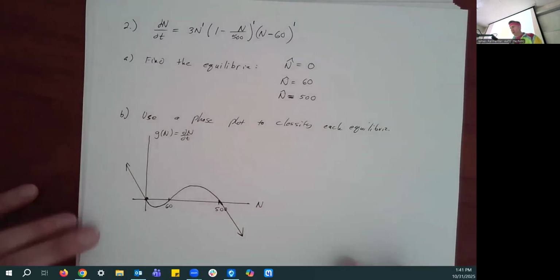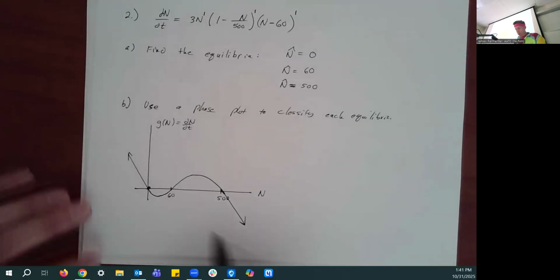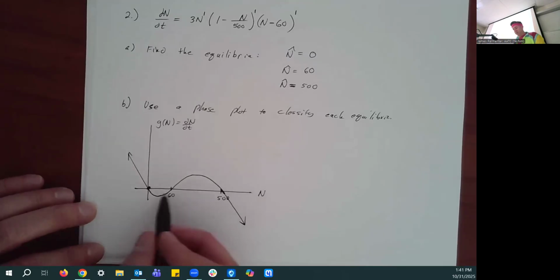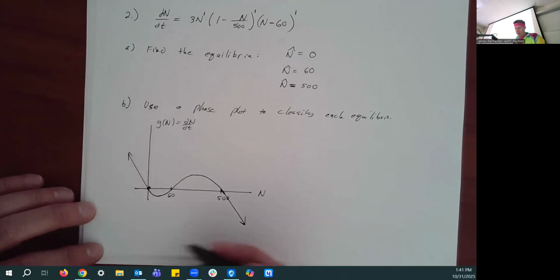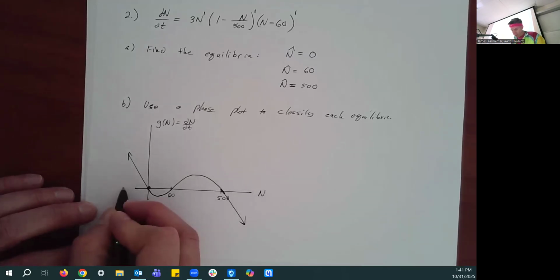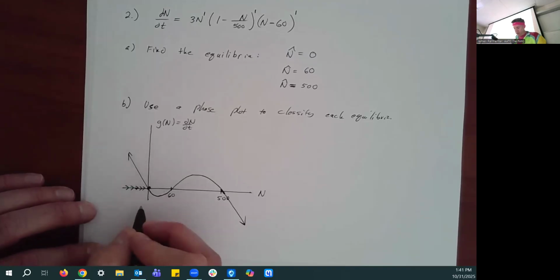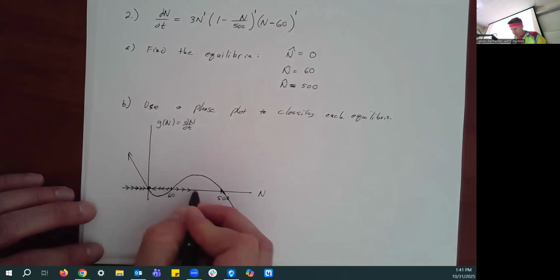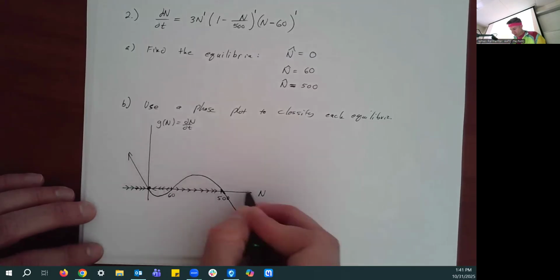Okay, now we're going to draw the little arrows. So when the graph is above the axis, the arrows point to the right. When the graph is below the horizontal axis, the arrows point to the left. So over here, my arrow should be pointing to the right because our function is increasing. Over here to the left, over here to the right, over here to the left.